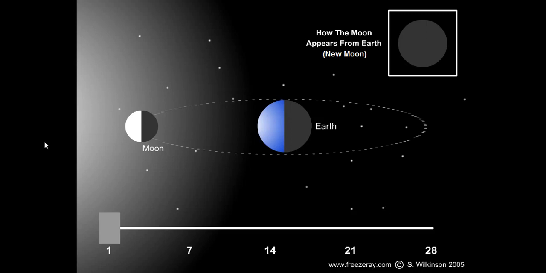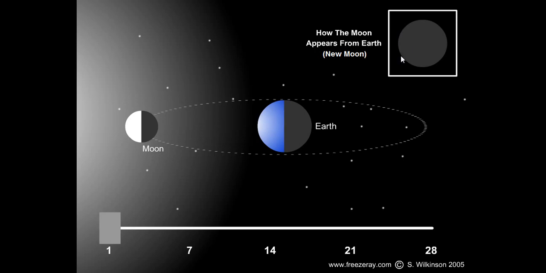This applet is designed to show you about the phases of the moon. So the sun is coming from the left, here is the Earth, and here is the moon. The control across the bottom changes the position of the moon, and up here is how the moon appears from Earth, as it says.